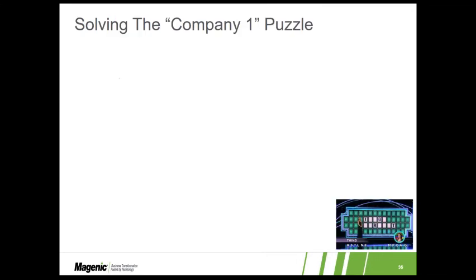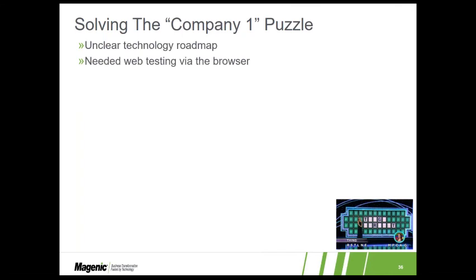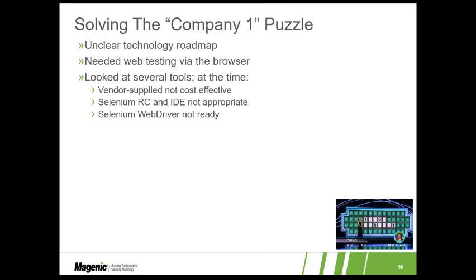So what did we wind up with at Company One? At Company One, we had that unclear technology roadmap. We needed web testing via the browser first. We looked at several tools at the time. The vendor supplied tools weren't cost effective just because of team size and demographic. We looked at Selenium RC and IDE. They weren't appropriate. They didn't fit what our strategy was.